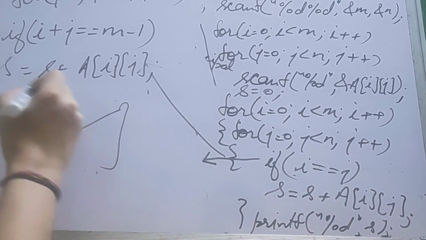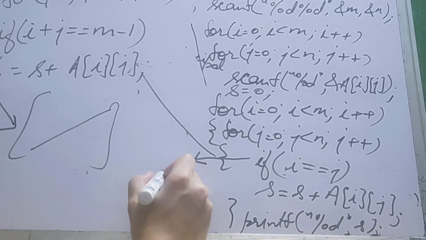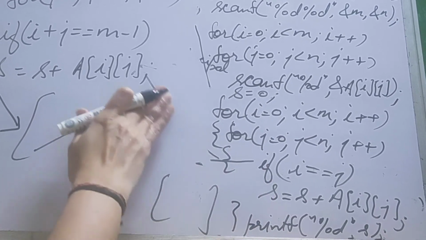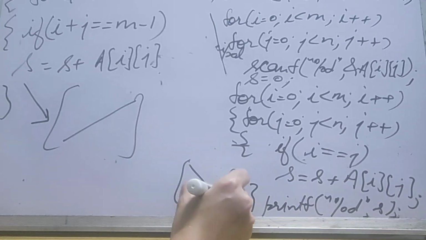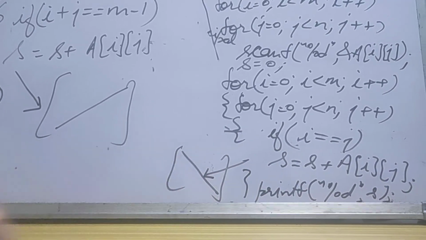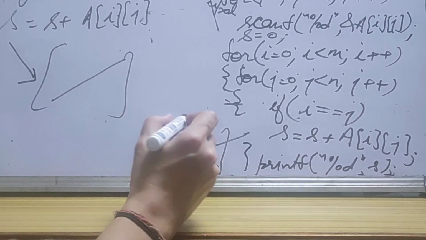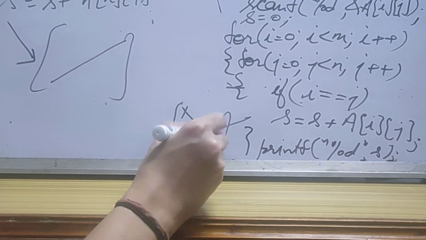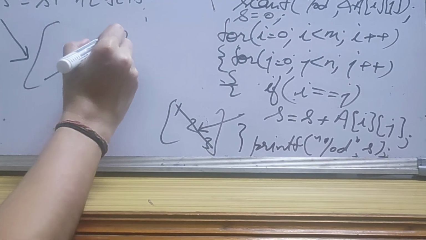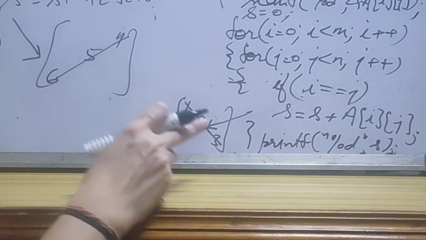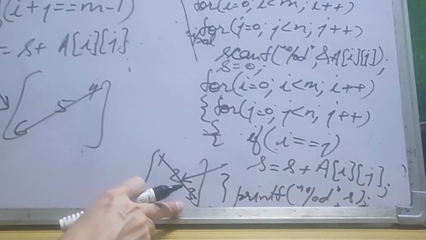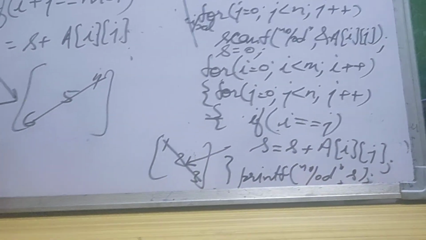And it will print this one, and for this, what will it print? It will print the sum of these diagonal element values. 1 2 3 we have, 4 5 6. It will print the 4 5 6 sum, and it will print the 1 2 3 sum.